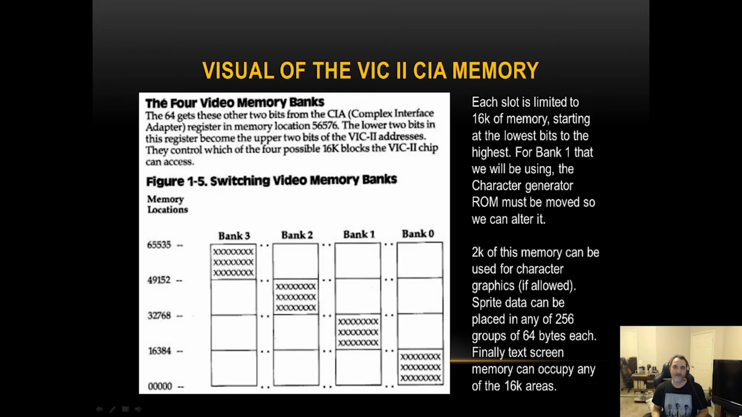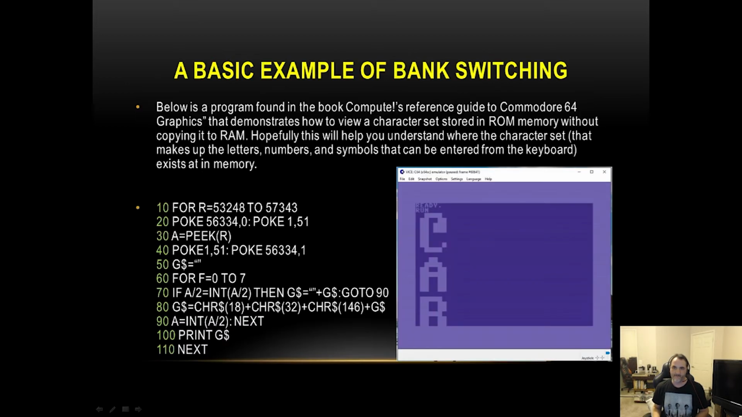Here's a visual of the VIC-2 CIA memory. Each slot is limited to 16K of memory, starting at the lowest bits to the highest. For bank 1 that we'll be using, the character generator ROM must be moved so we can alter it. 2K of this memory can be used for character graphics, if allowed. Sprite data can be placed in any of 256 groups of 64 bytes each. Finally, text screen memory can occupy any of the 16K areas.